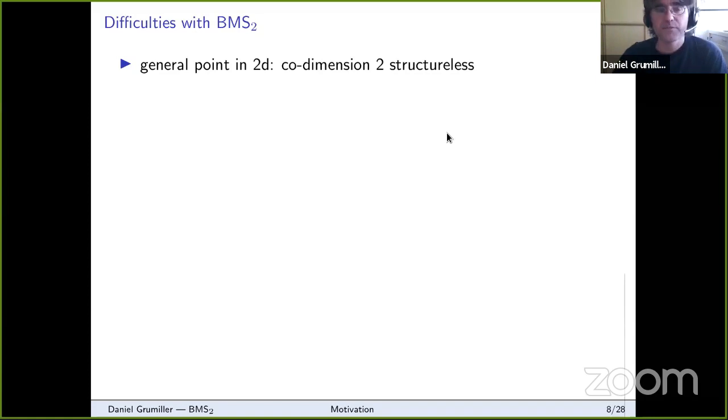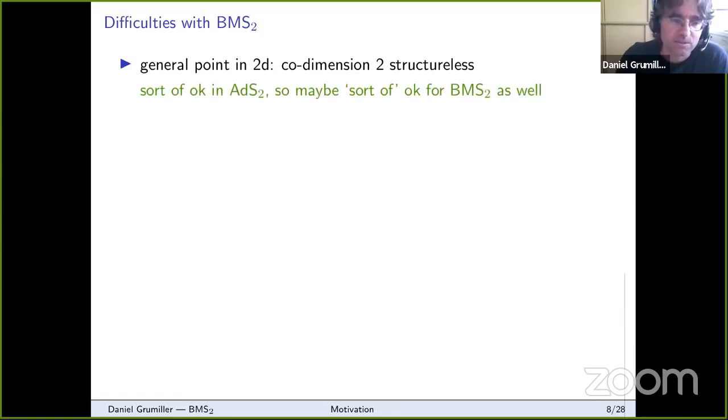Okay, so what are the difficulties with BMS2? One is a generic aspect of two-dimensional gravity. Boundary charges are codimension 2 entities. Codimension 2 in 2 dimensions is structureless, so one could also say it's pointless, so it's just a point. So there's no angle dependence or anything that you can have in your charges. But you know, we learn to deal with this in ADS2. So maybe it's also sort of okay for BMS2.